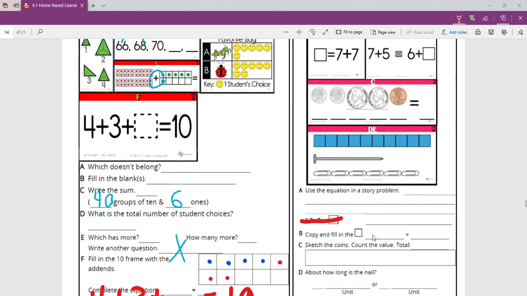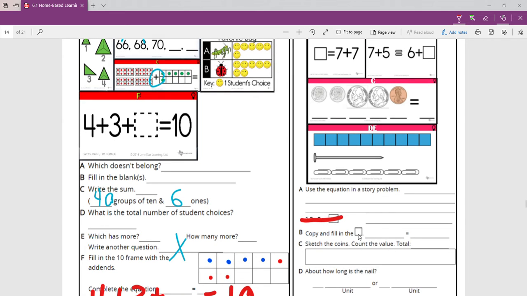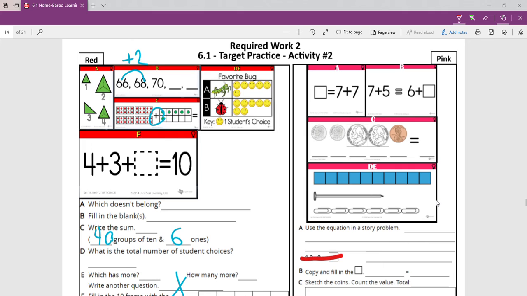Okay? Look at B. Copy and fill in the square. Remember when we did our balances, boys and girls? Here we have another one. You have 6 on one side. Let's do this side first. 7 plus 5. You have 5. 1, 2, 3, 4, 5. And then you have 7 more. 1, 2, 3, 4, 5, 6, 7.